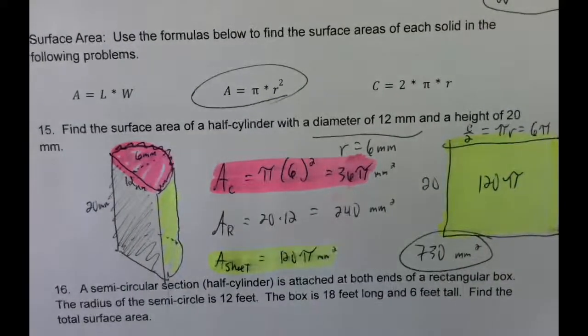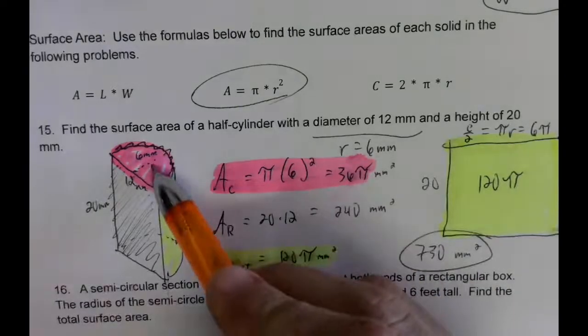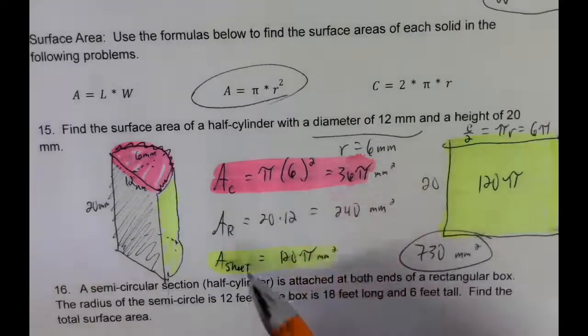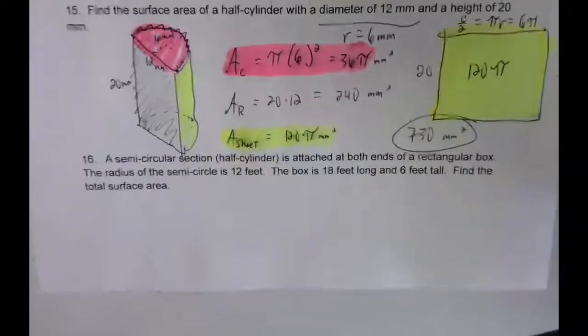Now, what mistake did I make? I spotted already. There were 2 circles. Oh, I didn't make a mistake because I did the entire area. Okay, we're good. Last one.